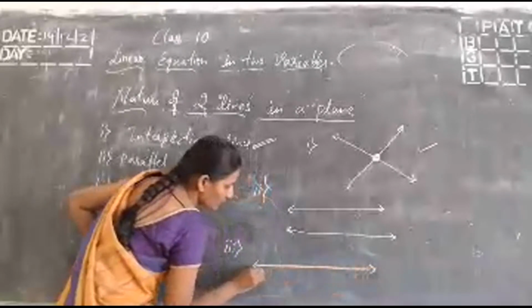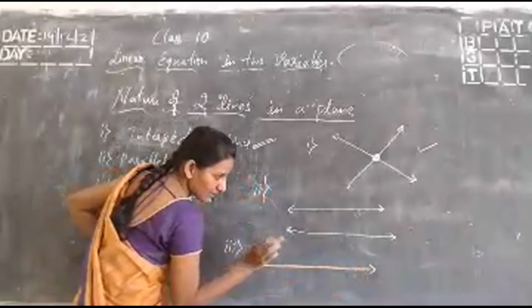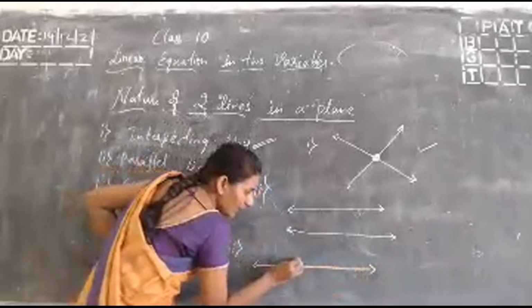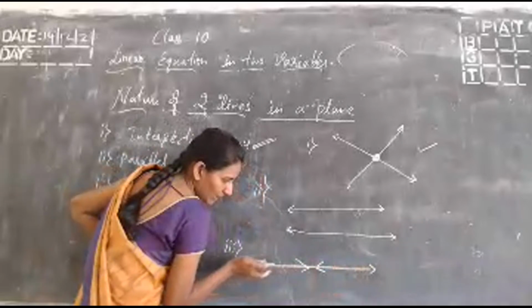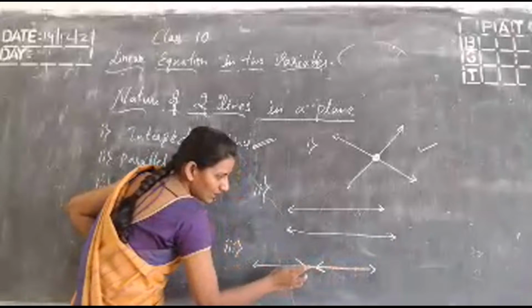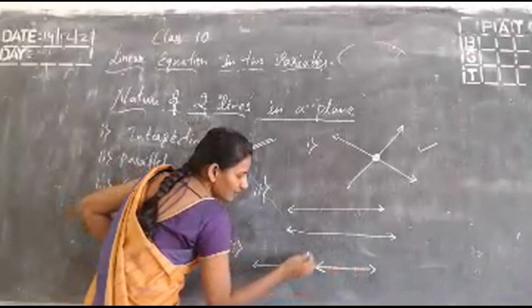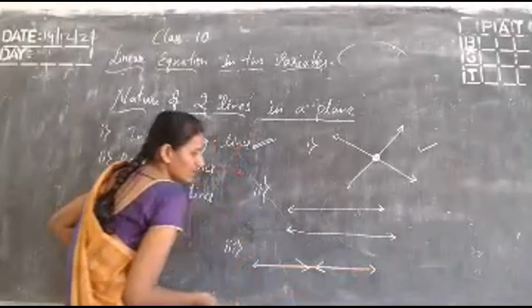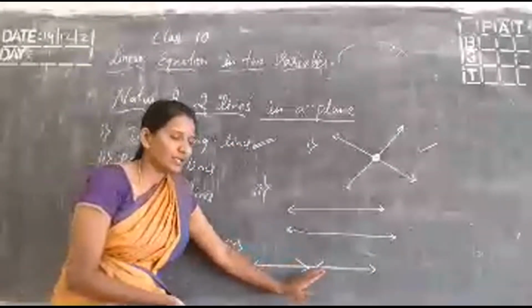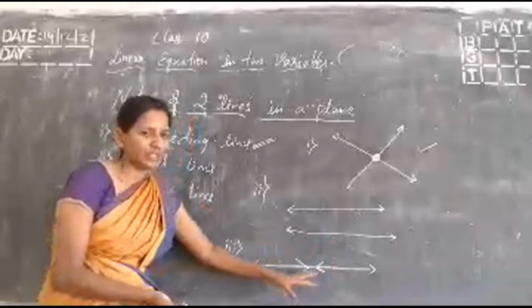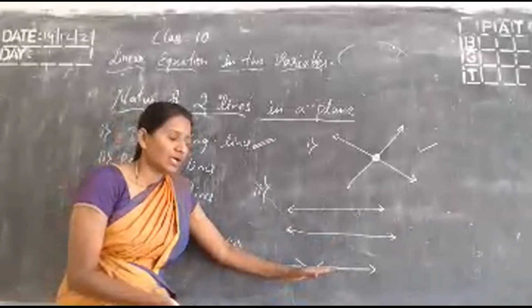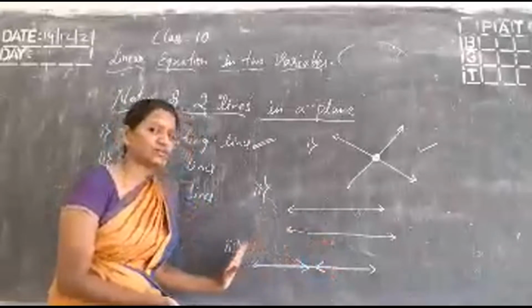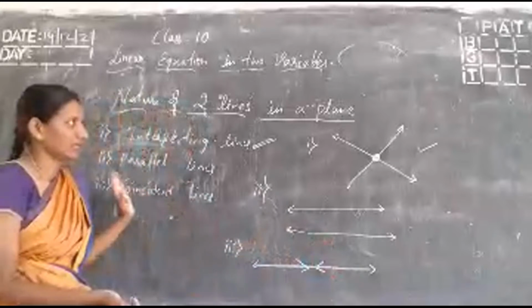Coincident is nothing but one line on the other line. One line is going like this, another line is coming like this, and those two are in the same path. Means a line on the other. A line on the other line is called coincident lines.